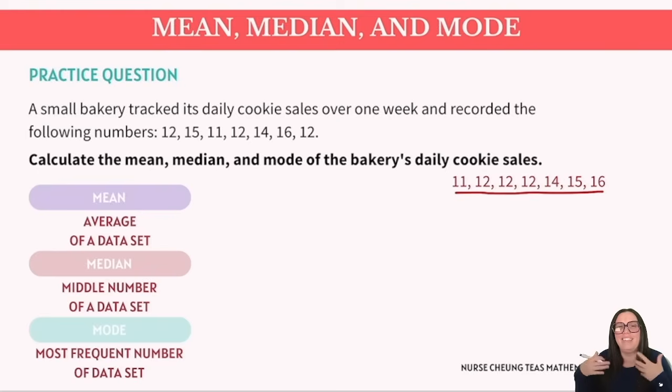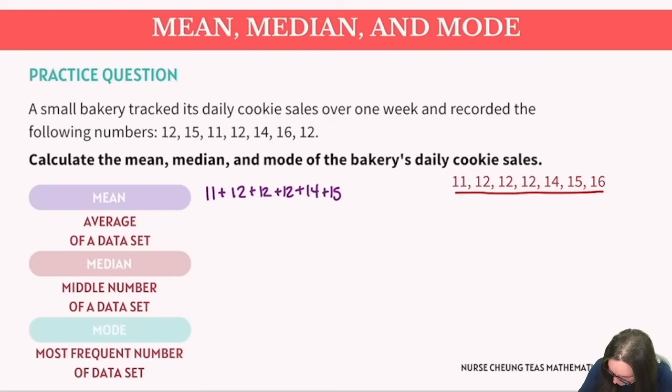So mean, we're finding the average. What's the average of all these numbers? So we have 11 plus 12 plus 12 plus 12 plus 14 plus 15 plus 16. So when we add all these numbers together, we're going to get 91. But again, we're not done.